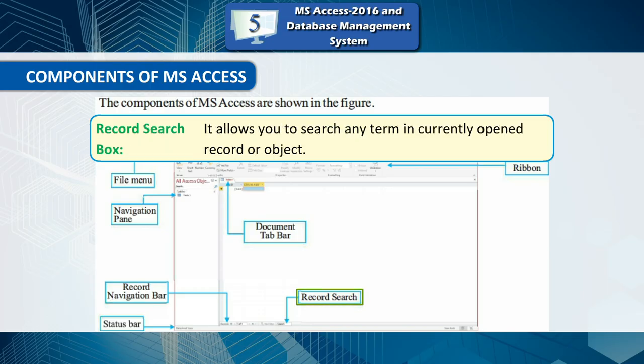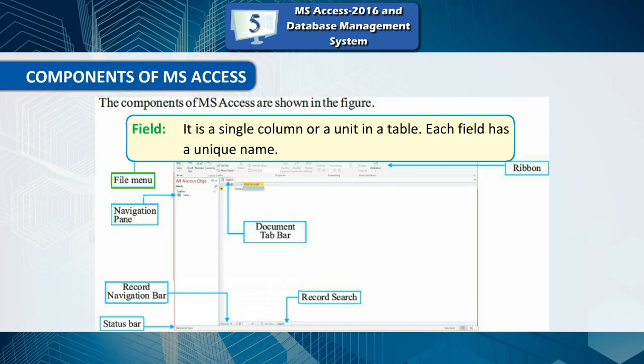Record search box. It allows you to search any term in the currently opened record or object. The searched result appears highlighted with a yellow border. Pressing the Enter key allows navigating additional results.